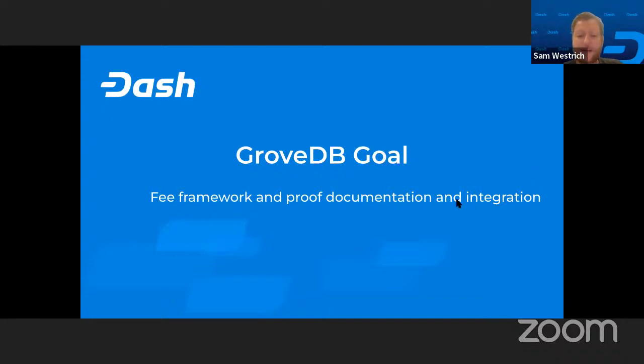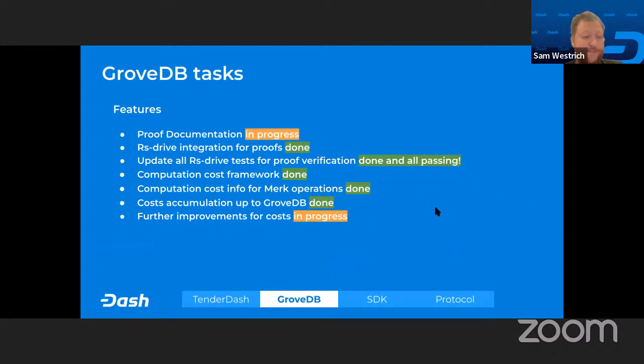On top of that, the proofs had already been made, but there's been a lot of work on documentation on how we make the proofs, so we can release a document explaining the math behind proofs. We also integrated the proof system into Drive, so we'll be able to return proofs very shortly to clients. Okay, next slide, please.